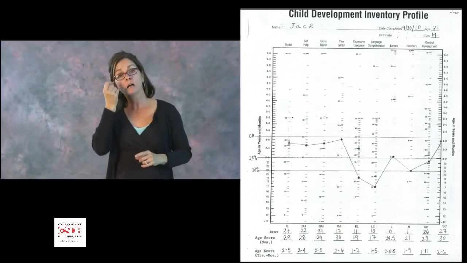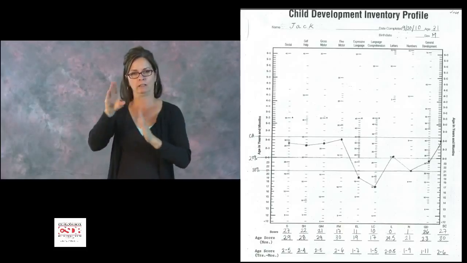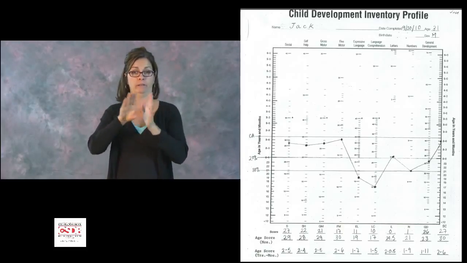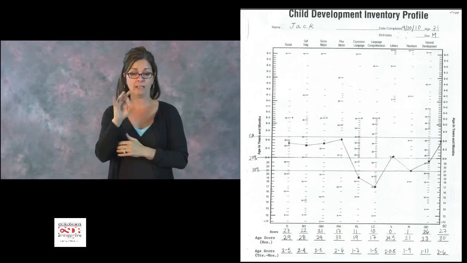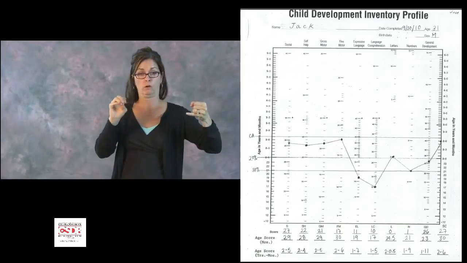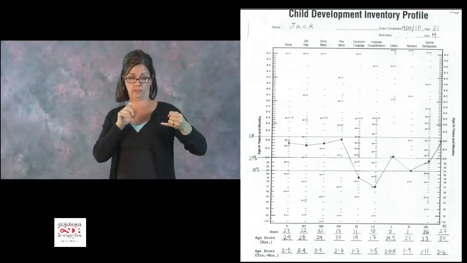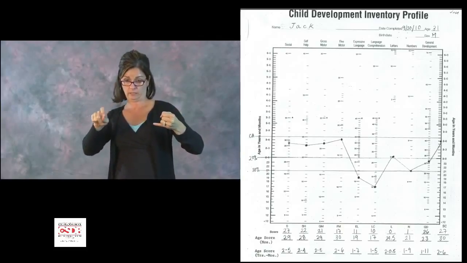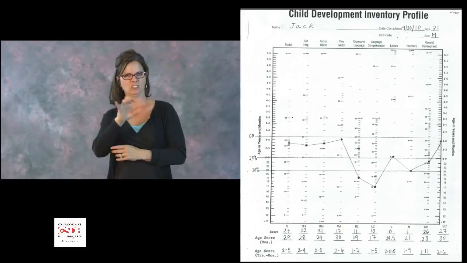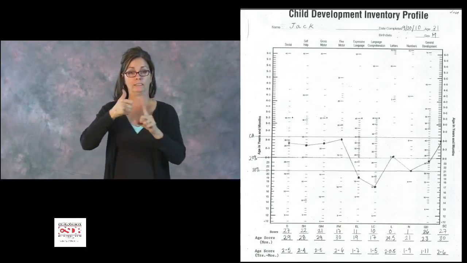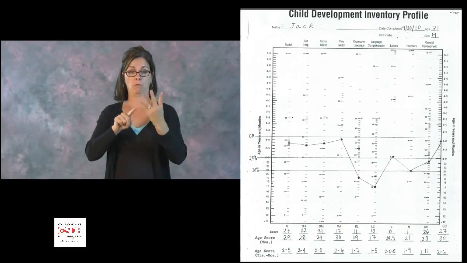Of course, however, there's a normal range of development, and not every child, even if they're developing typically, is going to score exactly where they should be for their chronological age. So if you look between the chronological age line and the 20% below line, the dots falling within that area are all falling within the average range. So for Jack, we can see his social, self-help, gross motor, and fine motor skills are all right where they should be for his age.